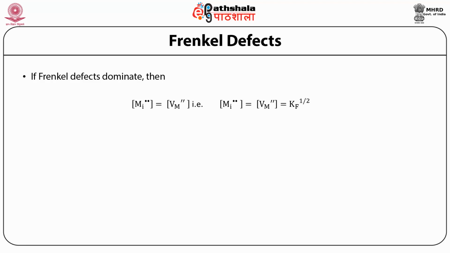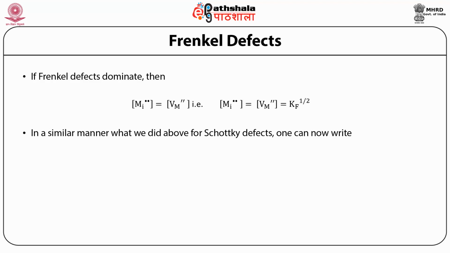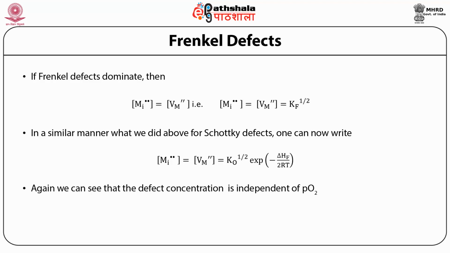In a similar manner to what we did above for Schottky defects, we can now write the expression that the concentration of Mi double dot is equal to the concentration of VM double prime, which comes out to be K naught to the power 1 by 2 exponential of minus delta Hf by 2RT. Again, we can see that the defect concentration is independent of O2.